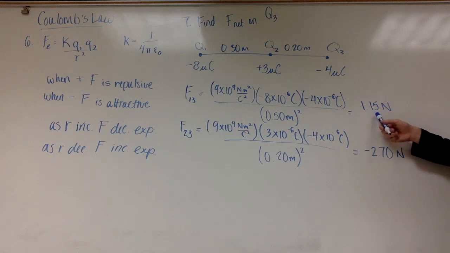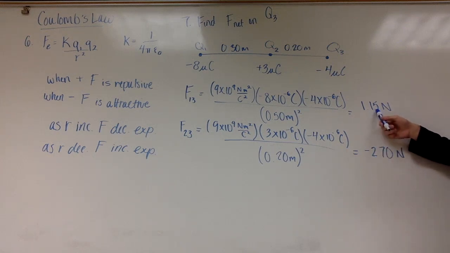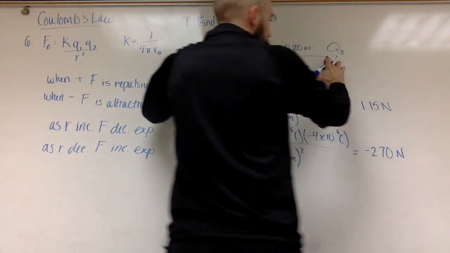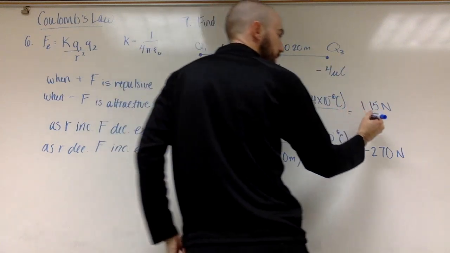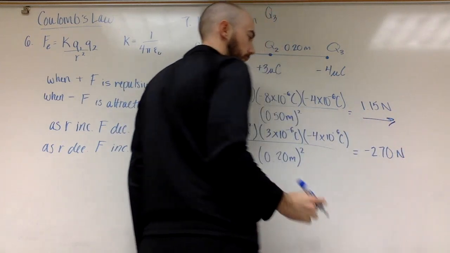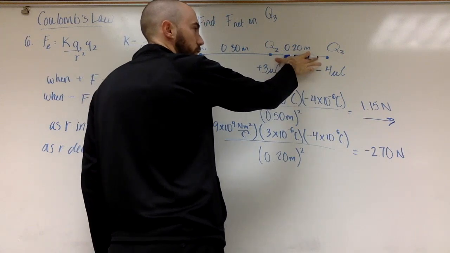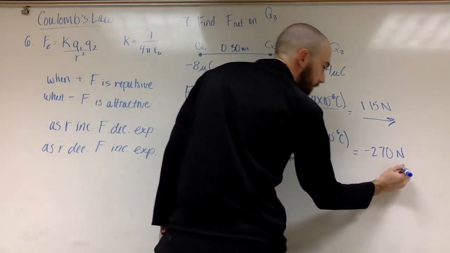Now, what does the fact that this one's positive and this one's negative mean? The fact that this one's positive means it's repulsive. So if we look at where Q1 and Q3 are, they're going to be pushing away from each other. So on Q3, this should be a force to the right. Make my arrow look a little better there. Over on Q2, it's going to be an attractive force, meaning it's pulling them together. So on Q3, it should be pushing it to the left.